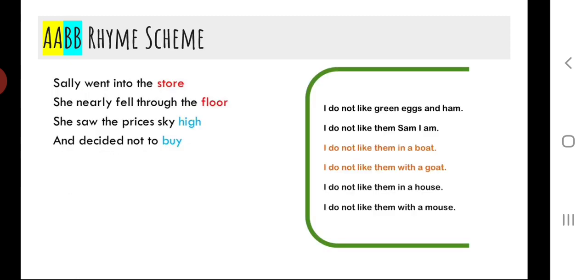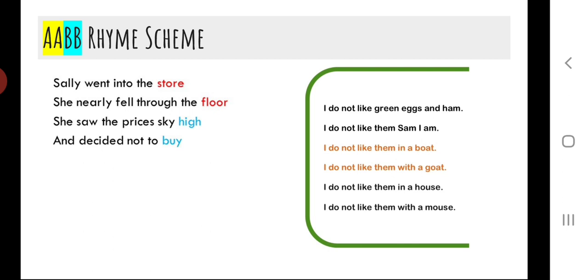Okay, here is an AABB rhyme scheme. Sally went to the store. Line 1 is always line A. So store is going to be A. And now anything that rhymes with store will also be A. So Sally went to the store. She nearly fell through the floor. Store, floor. That rhymes, so floor is also line A. She saw the prices sky high. Okay, high does not rhyme with store, does not rhyme with floor. It is therefore line B.